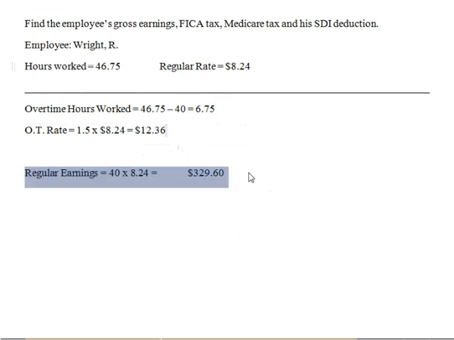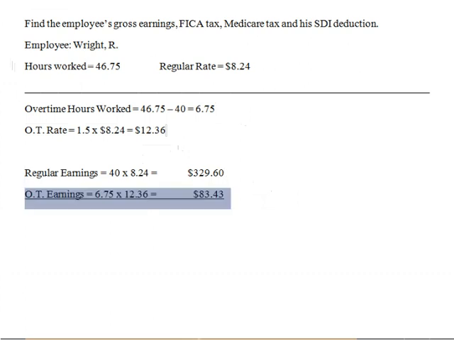Okay, so let's now compute the employee's regular earnings. To do so, we would take 40 hours worked in a regular week, multiply that by his regular rate of 8.24 to see that the employee's regular earnings are $329.60. Let's now compute the employee's overtime earnings.